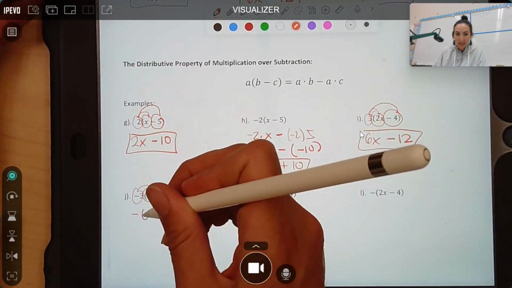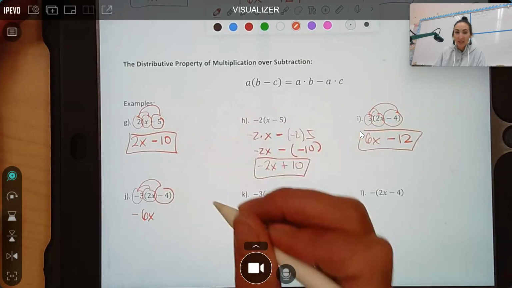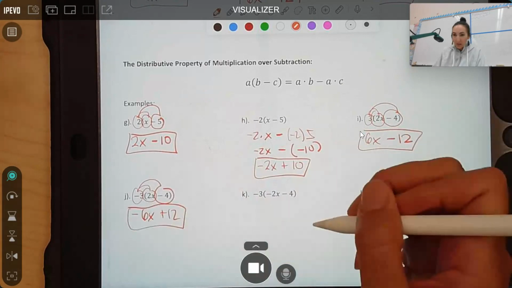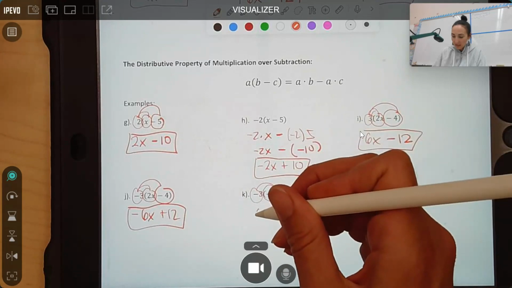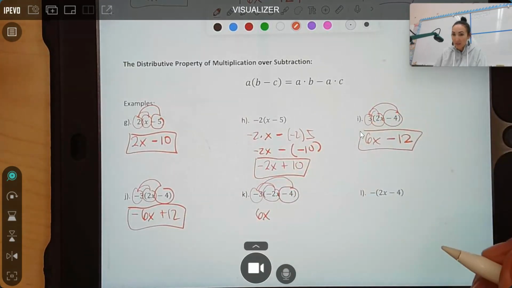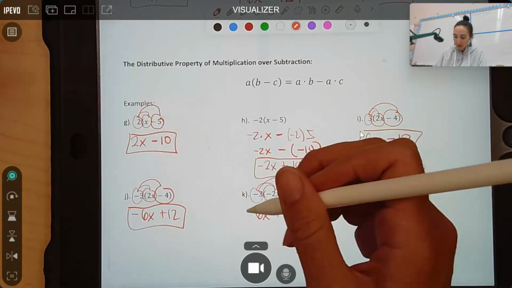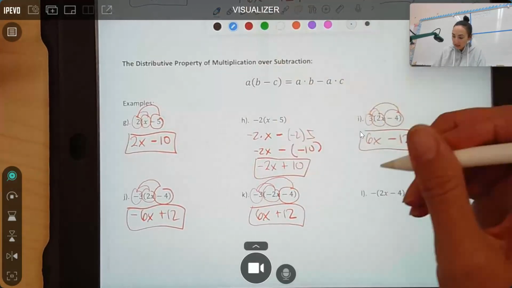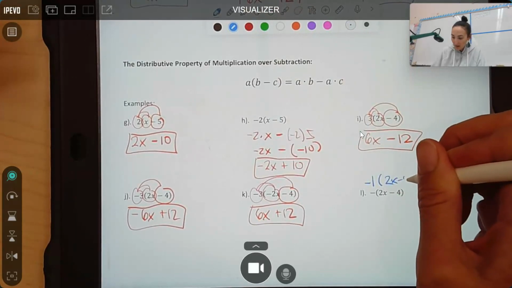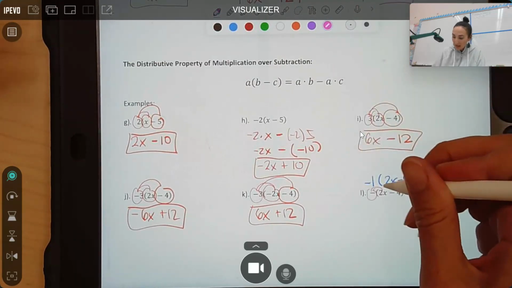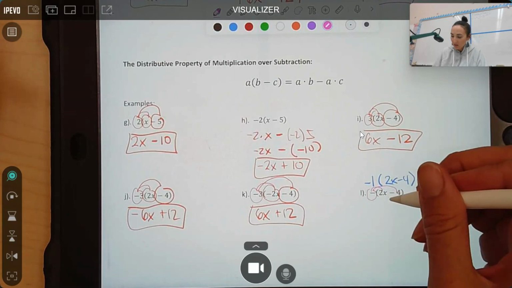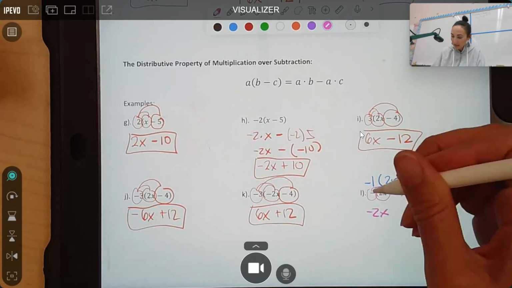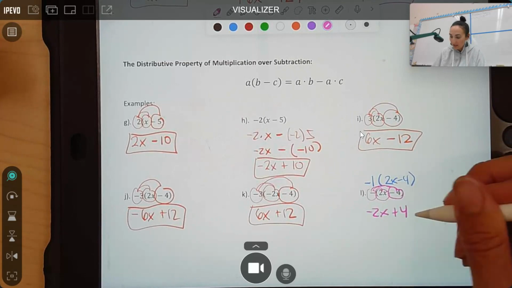-3 times 2x is -6x. -3 times -4 is a +12, so we're adding 12. A bunch of negatives here. -3 times -2 is going to give us +6x. -3 times -4 gets us +12, plus 12. And the last one, again, we're not going to forget, this is really -1 times the quantity 2x minus 4. So we're going to distribute that negative. And so I have this -1 times 2x is -2x. This -1 times -4 is +4, so plus 4.